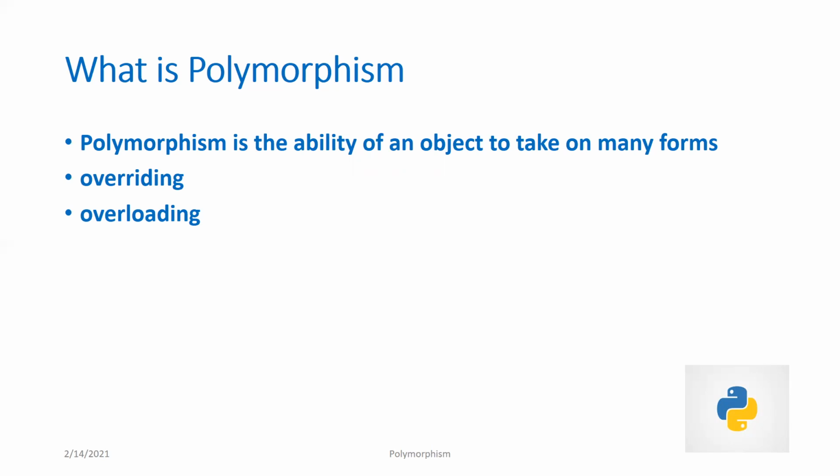As a definition, polymorphism is the ability of an object to take on many forms. In object-oriented programming, if we try to develop polymorphism features in our real-world examples, we need two things. The first one is overriding, and the second one is overloading. In today's lecture, we will learn what overriding and overloading are, and what the types of overriding and overloading are. So let's start from overriding.